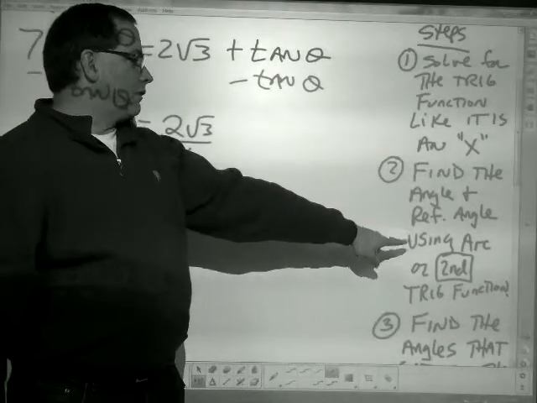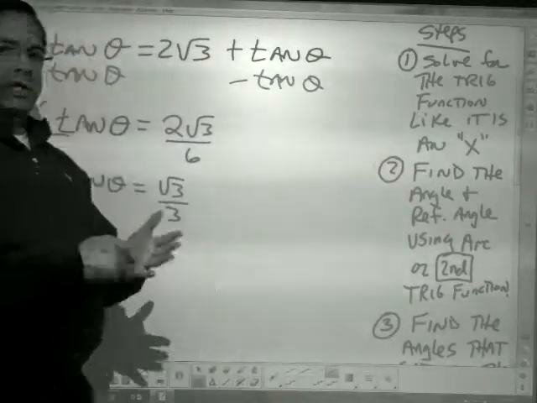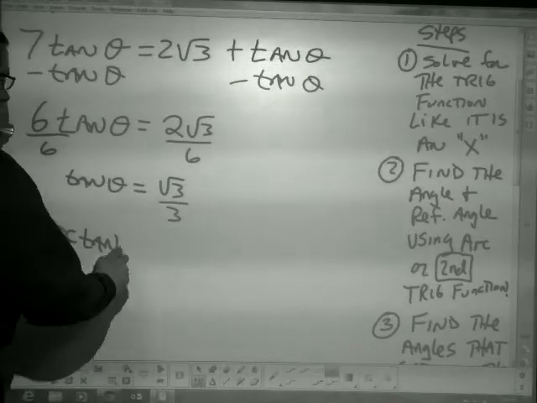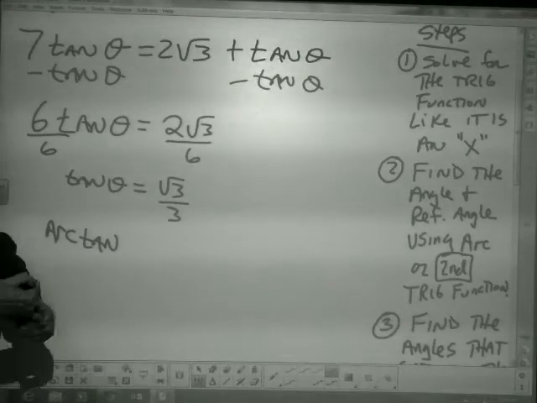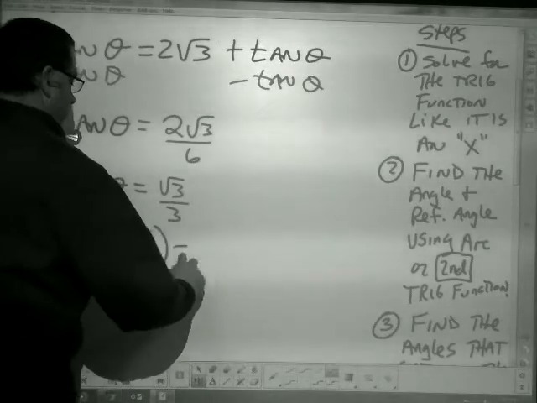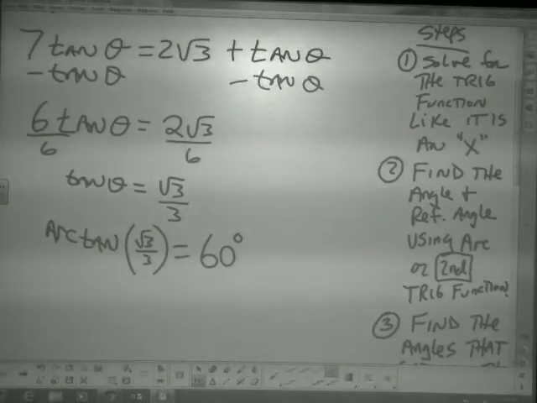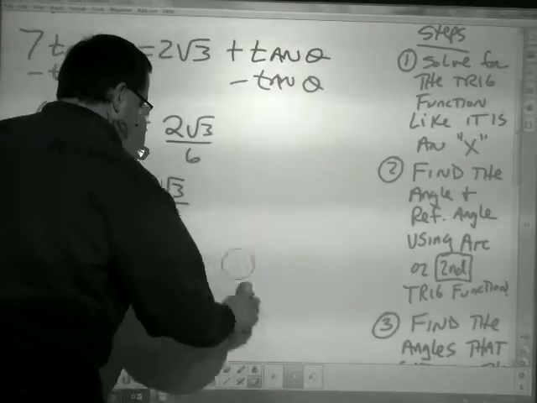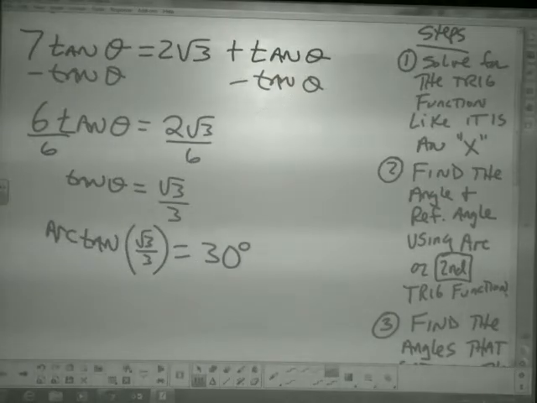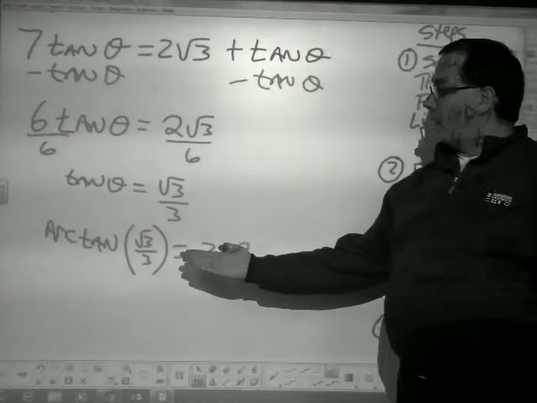Find the angle and its reference angle using arcsine or arctangent or arccosine, the second trig function on the calculator. So again, if we think about arctan, which on your calculator you're going to hit second tan, okay? Arctan of radical 3 over 3, when you do this on your calculator, you will get, oh, sorry, you will get 30 degrees, not 60. Get 30 degrees. All right, so now we've already done this back in chapter 9.